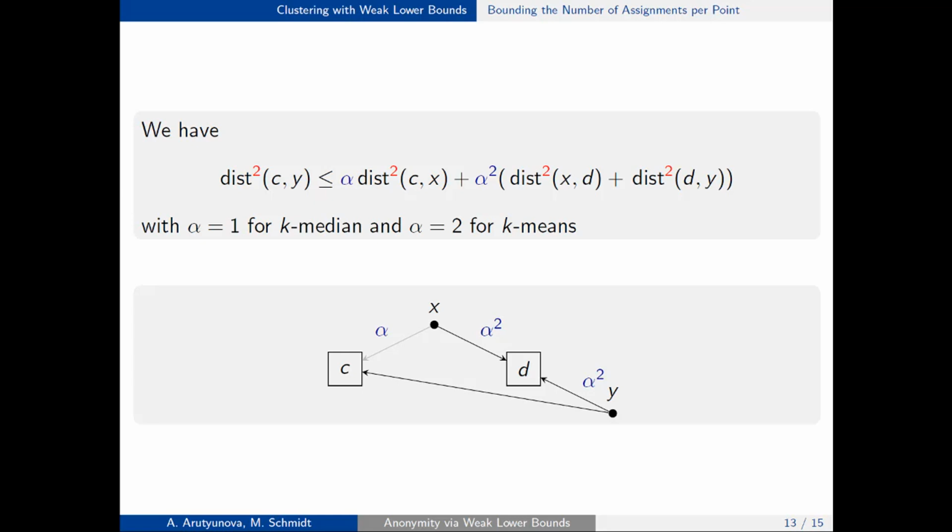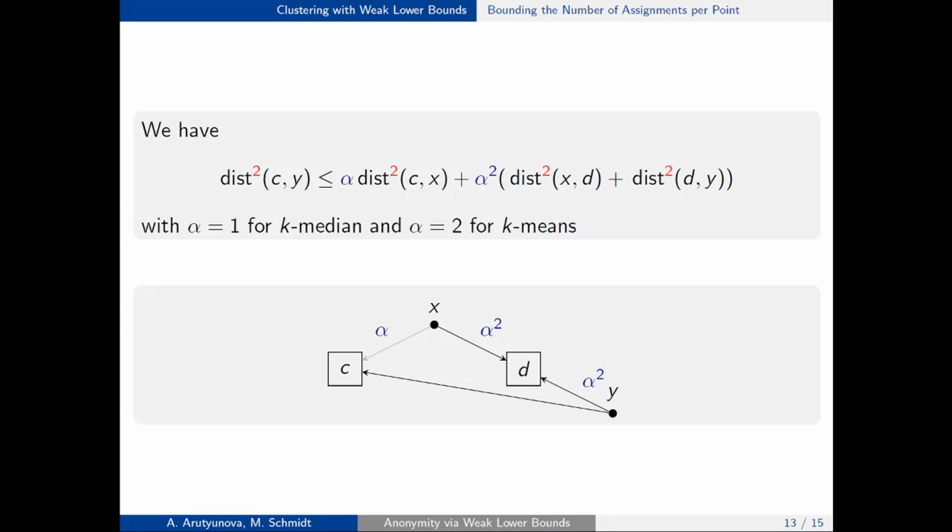We can then upper bound the connection of Y to C by using the triangle inequality for k-medians or the relaxed triangle inequality for k-means by the distance of C to X, X to D, and D to Y, and we obtain the following inequality, namely that the distance, or the squared distance from C to Y, can be upper bounded by alpha times the distance of C to X plus alpha squared times the distance from X to D plus the distance of D to Y, where alpha is equal to 1 for k-median and alpha is equal to 2 for k-means. This is a relaxed triangle inequality which holds for the squared metric.